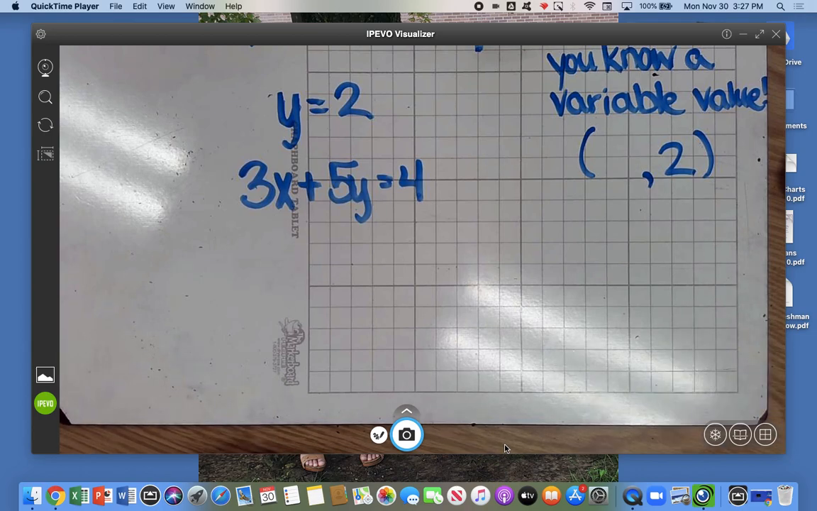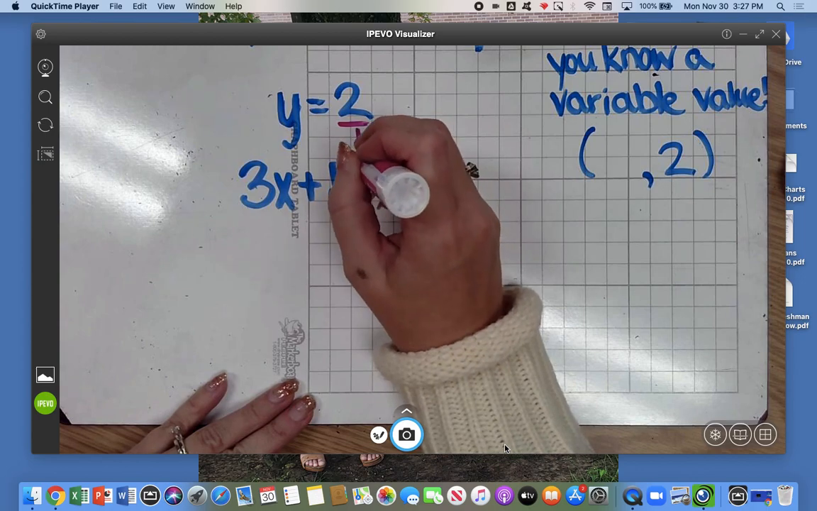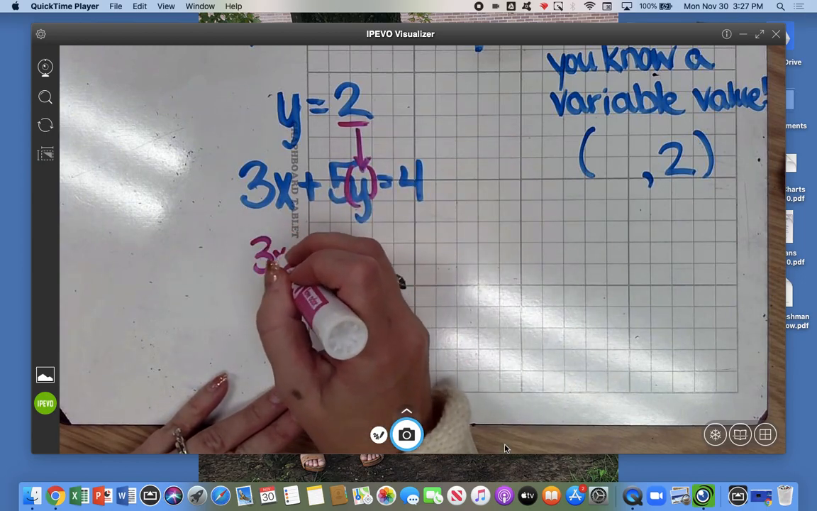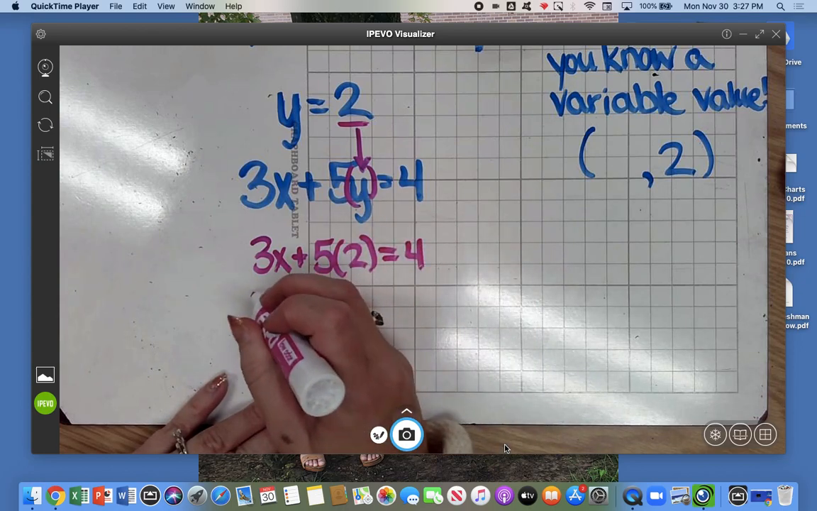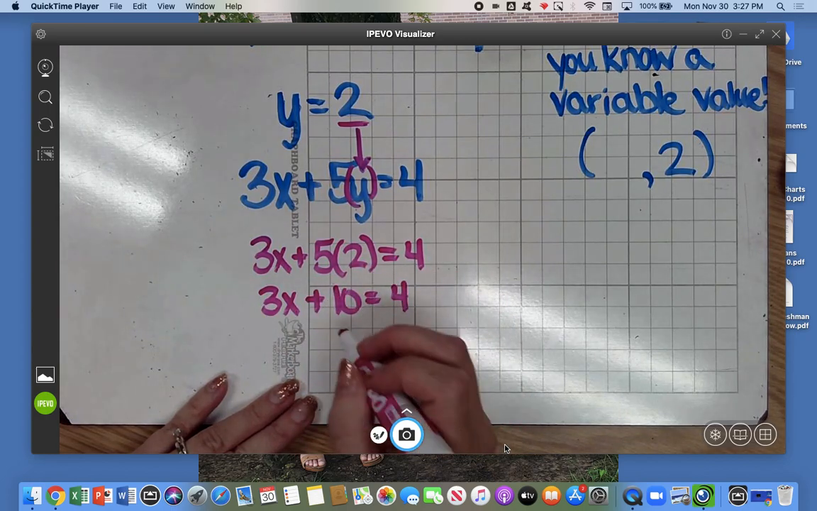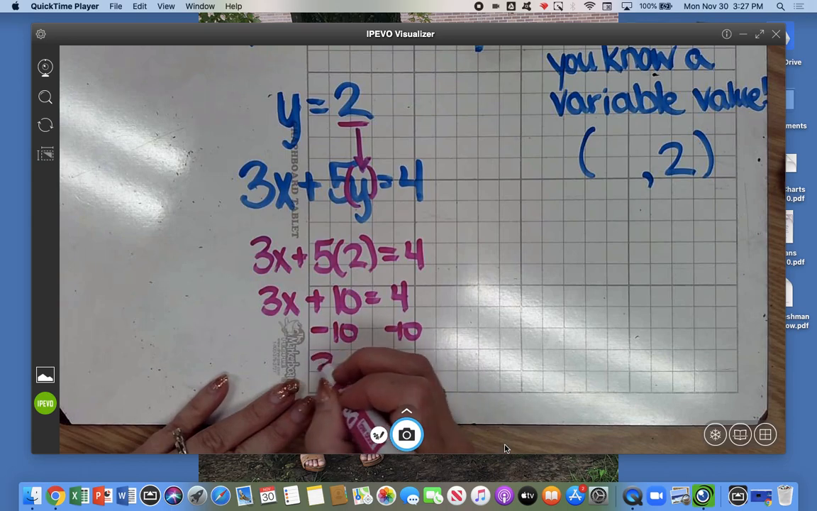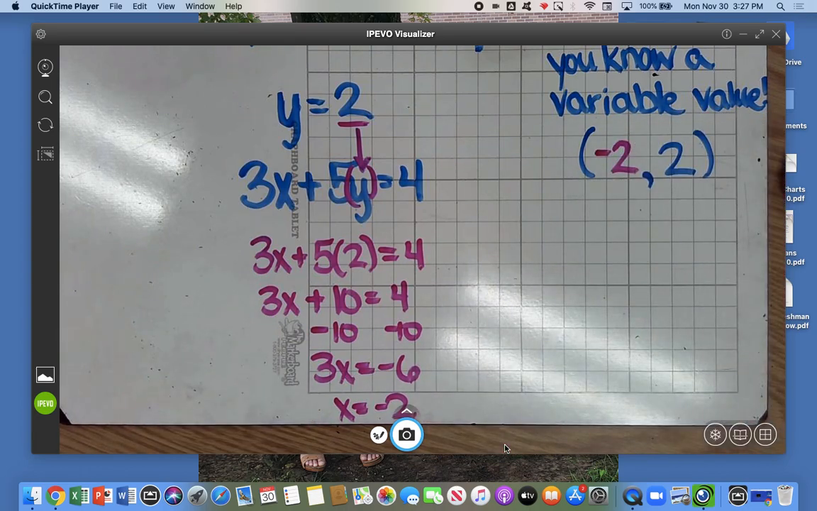So we actually know a number value for y. So this value of 2, we can now plug it directly in. 3x plus 5 times just a 2 equals 4. So then that becomes 3x plus 10 equals 4. Subtract 10 from both sides. And we get negative 6. So when I divide, I get negative 2. And then that goes right there. So we have an x-coordinate of negative 2, a y-coordinate of positive 2. It's a little less work because the answer for y has already been given to us.